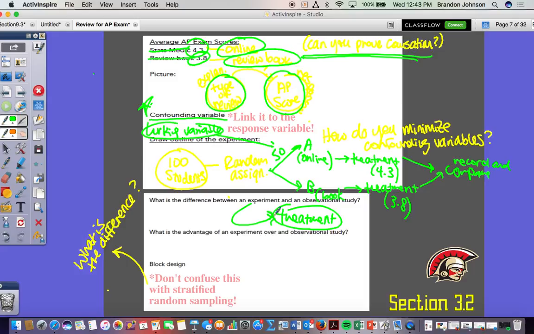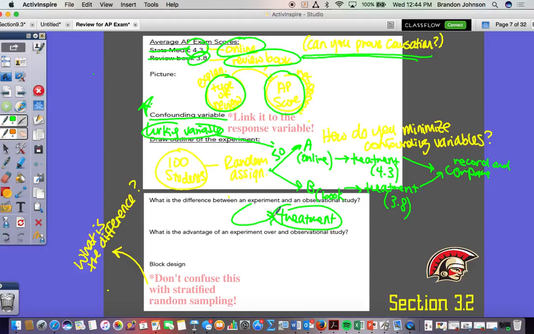Once we move into the experimental realm, the key is randomly assigning, right? I did the randomly assigning into two groups. I've got control over the treatments that we're using. I can have cause and effect here, because the random assignment takes away the lurking variables to allow me to say causation. Does that make sense? That's a great question.